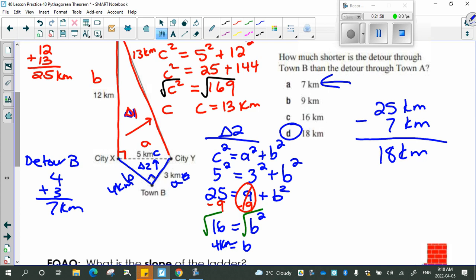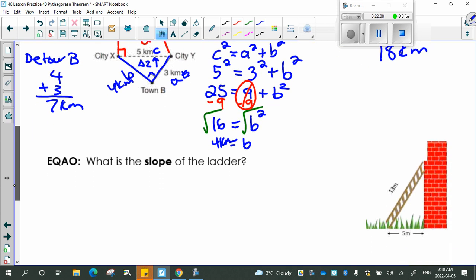And then the last one was EQAO grade 9 applied. So I'll give you time to try that one. It wants the slope of the ladder. And what's the formula for slope before you start? Rise over run. And what do we not know out of the rise and the run? The rise. So you're going to have to use Pythagorean.